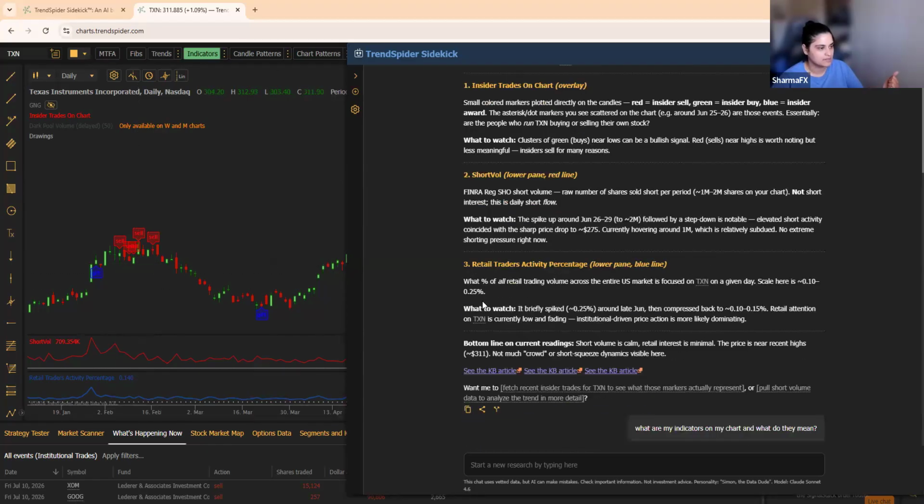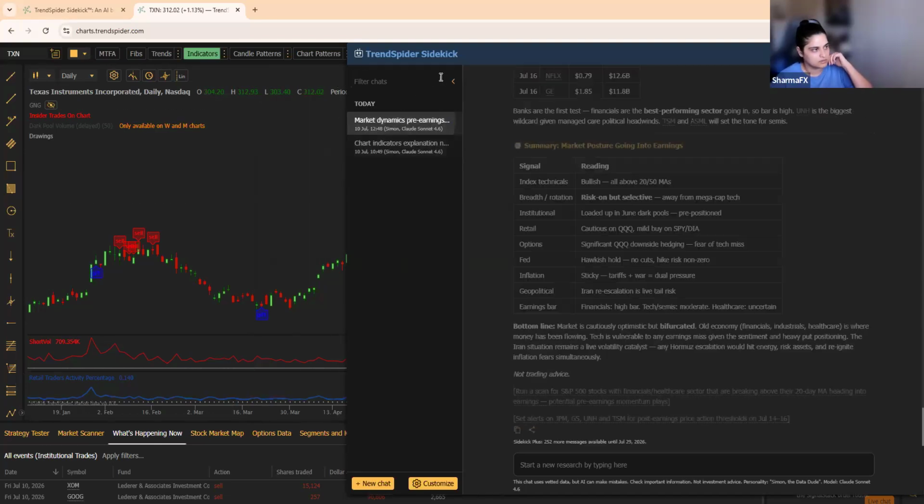Then I have my retail activity percentage here, and that is what percent of all retail trading volume across the entire US market is focused on that specific stock on a given day. So I see that briefly spiked at a certain point, which was right around here in late January. And then if I look at it a little bit closer, it happened in June as well. And if there's any significant activity from a retail perspective, then I'll take a look at what the retail side is doing, and then what the institutions are doing if there's a gap there.